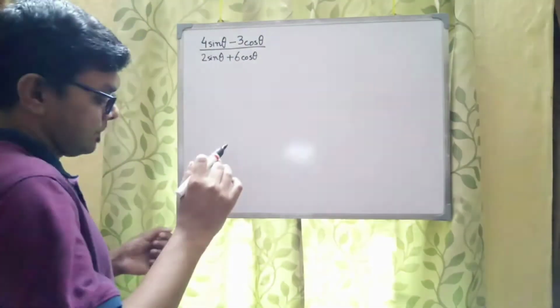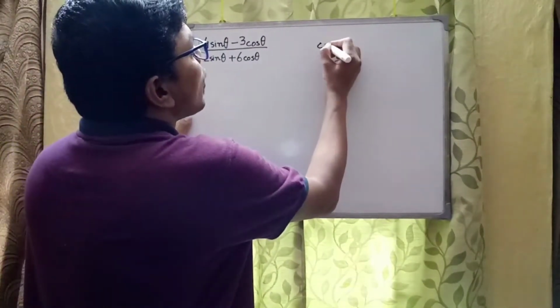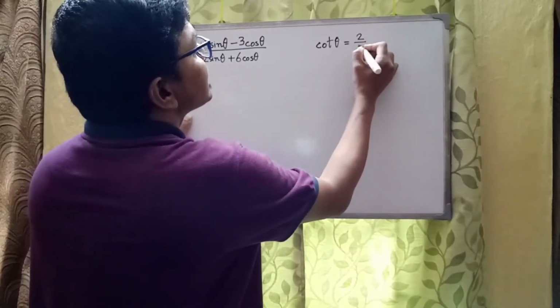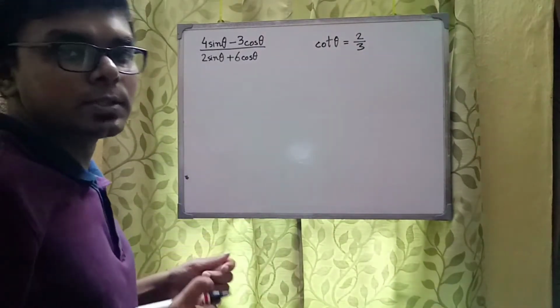And it's given that 3 cot theta equals 2. So cot theta equals 2 by 3. That's what is given: 3 cot theta equals 2. That means cot theta equals 2 by 3.